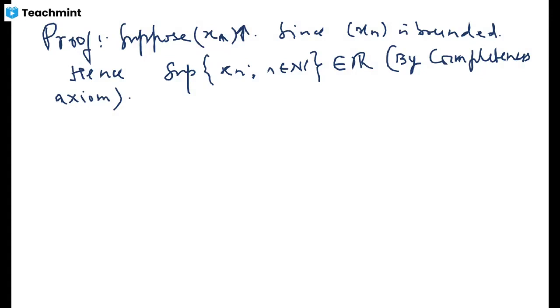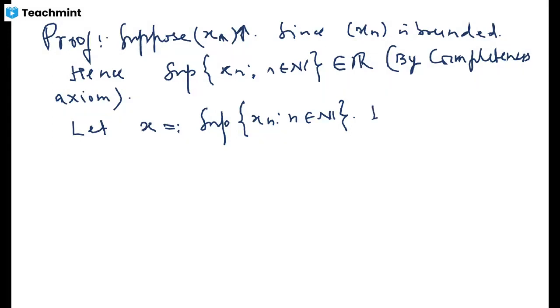So this supremum exists, and let this supremum be denoted as x. We are now sure that this is some real number, and let us try to prove that this real number, which is the supremum of this increasing sequence, is actually the limit of this sequence. Now we have to show that this sequence converges to x, and for this we have to show that for every epsilon greater than 0, the distance of the terms of the sequence from x becomes less than epsilon after n greater than or equal to some natural number n naught.